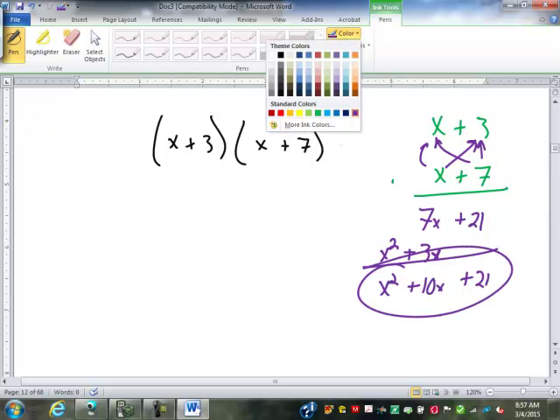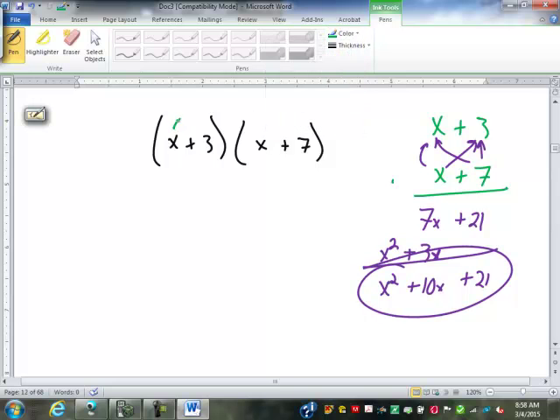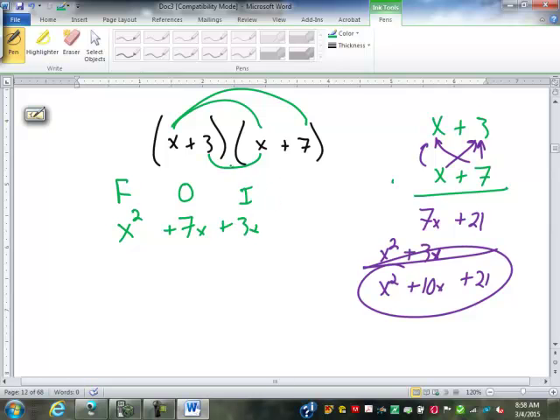Or if you preferred FOIL, you have x times x. That's the F. That's x squared. x times 7, positive 7x. That's the outside. 3 times x, 3x. That's I, the inside. And then 3 times 7 is 21. That's L for the lasts.